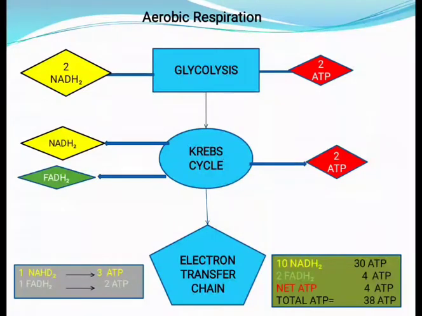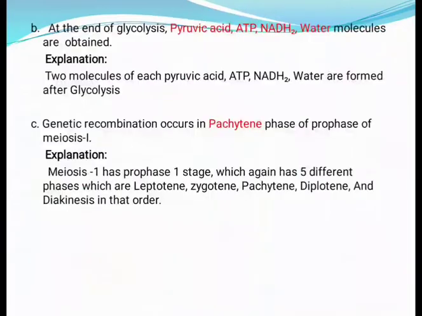From 2 FADH2 molecules, 4 ATP molecules are formed, because 2 ATP molecules are formed from 1 FADH2. Therefore, from 2 FADH2, 4 ATP are formed. The net ATP molecules we obtained from previous stages are 4. That is 2 from glycolysis and 2 from the Krebs cycle. So, the total ATP obtained after the end of the electron transfer chain is 38 ATP molecules. This means that 38 ATP molecules are formed after complete oxidation of a glucose molecule in aerobic respiration.